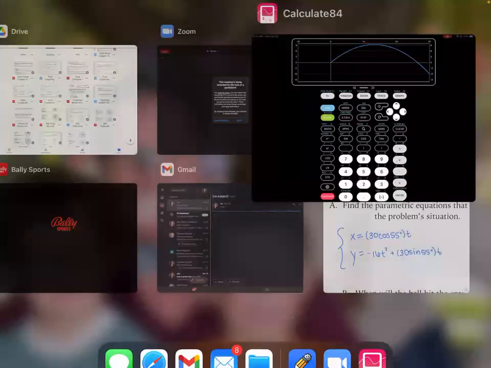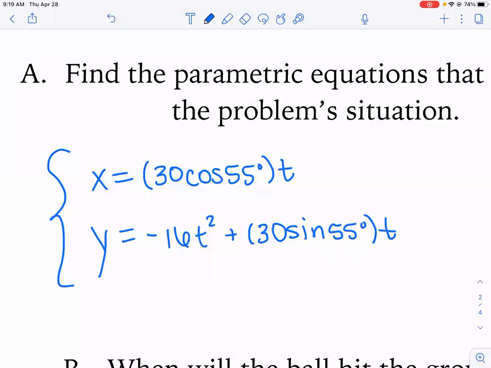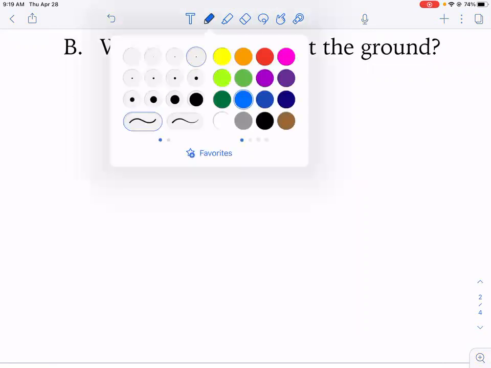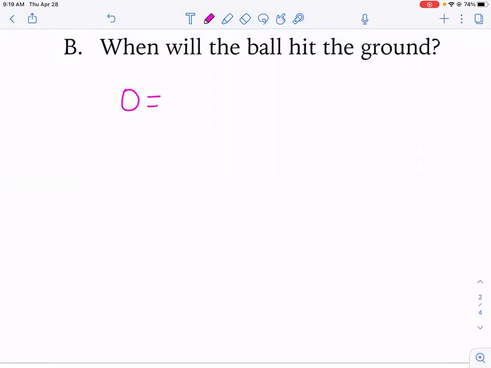Okay. Let's worry about answering some questions here. I want to know, when will the ball hit the ground? So first of all, we need to decide which one we're working with. We're done with the graph. Am I asking you to work with the horizontal or the vertical equation? Vertical. And what is the height of the ground? 0. So I'm asking you to plug 0 in for your y.